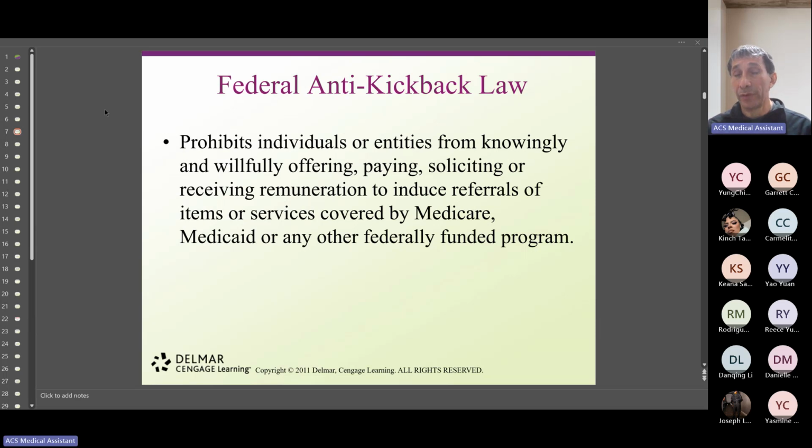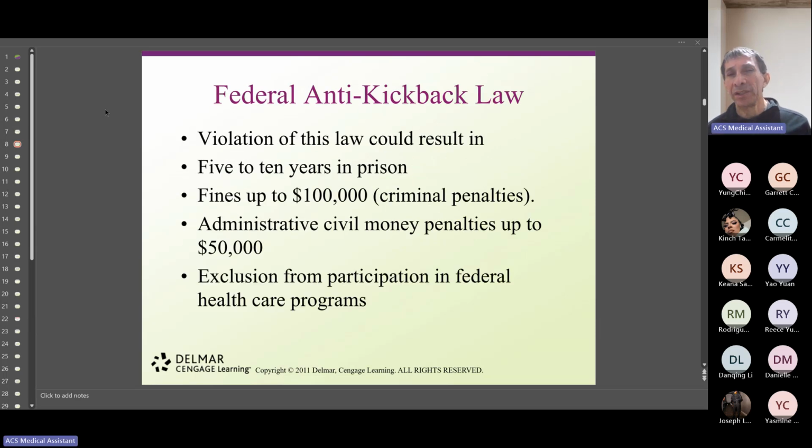So that's one of the first ones. This is the anti-kickback law. A violation of this law could result in, and this is serious, not something you're going to take lightly, 5 to 10 years in prison and fines up to $100,000 if you are someone outside the medical field that has business with the medical field. So that will be a criminal penalty.